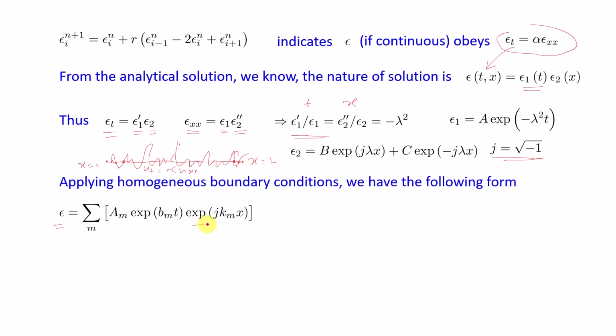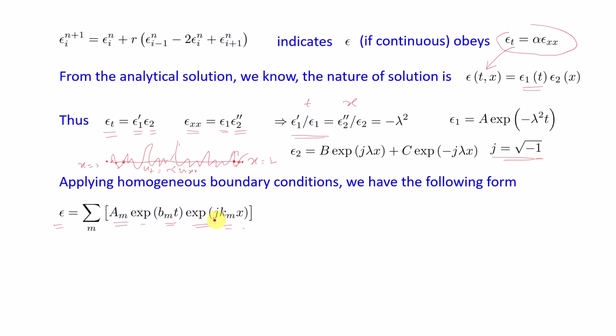I am simply writing exponential of j, which is root over -1, k_m x. There will be m terms here. Actually, there will be infinite terms here; m will go to infinity. So m is a parameter that is giving us the series here. There is this a_m exponential of a certain constant beta_m t, exponential j k_m x. This k_m could be positive or negative. If it is negative, it will give us this minus j type expression, and there will be infinite number of terms like this.